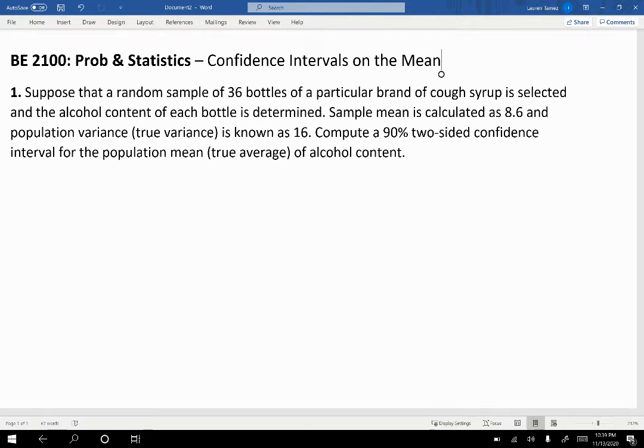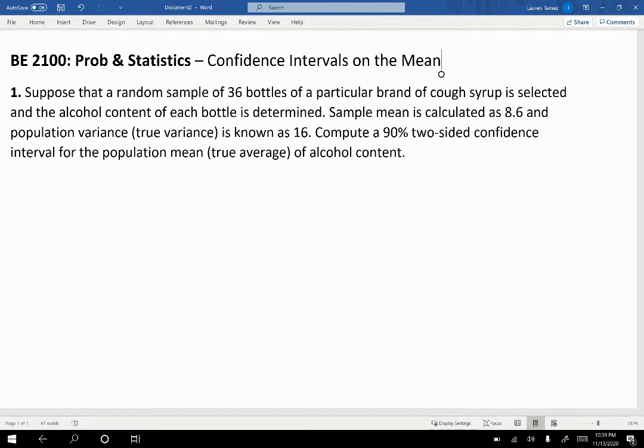Hello everyone, my name is Lauren Temez. I am a mechanical engineering major at Wayne State University. I'm currently taking this class BE 2100, Probability and Statistics, and I'm going to be going over this problem on confidence intervals on the mean.